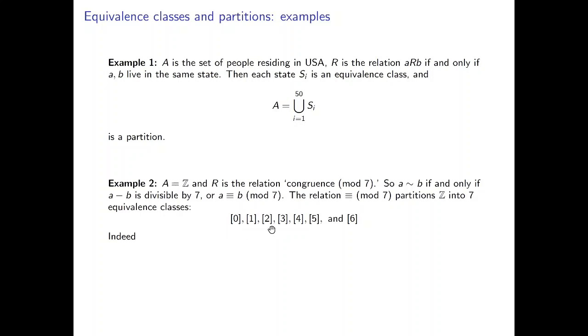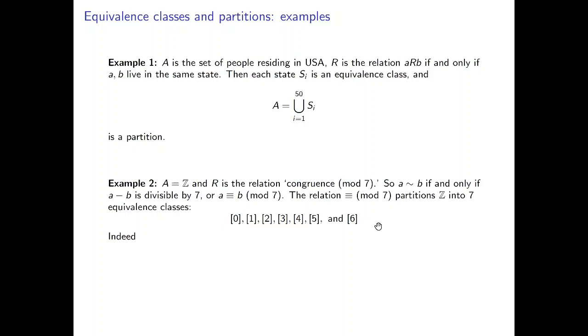If I look at any pair of numbers from among these sets, you can see that they're not related to one another. For example, 5 minus 3 is 2, which is not divisible by 7. 6 minus 1 is 5, which is not divisible by 7, and so on. So each of these distinct numbers certainly induces disjoint equivalence classes, because none of the numbers from 0 through 6 are equivalent mod 7, or congruent mod 7.